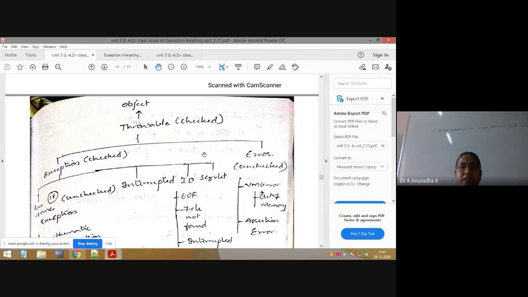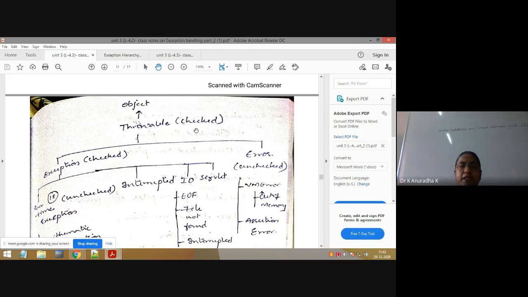Because checked exceptions are checked by the compiler. So checked exceptions must be either handled or declared by the programmer. For that reason, first we should identify whether the given exception is a checked exception or an unchecked exception. Otherwise, you can't write the program. Definitely, if you write a program in exception handling without understanding the difference between checked exceptions and unchecked exceptions, you will get errors.